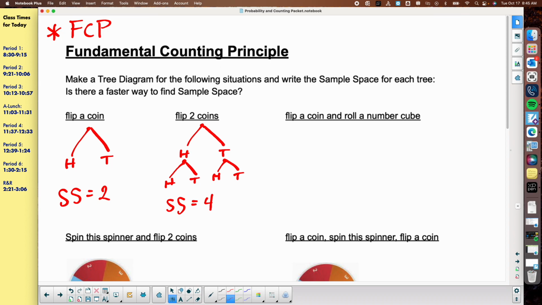Now, would you like to draw what you got for the tree diagram, or do you want to just tell me what the sample space should be after you draw? I'll just draw it. Okay.